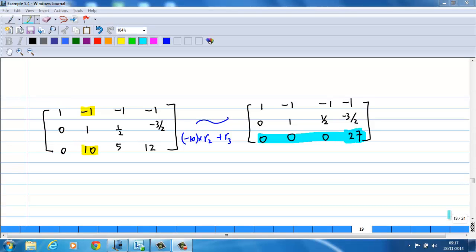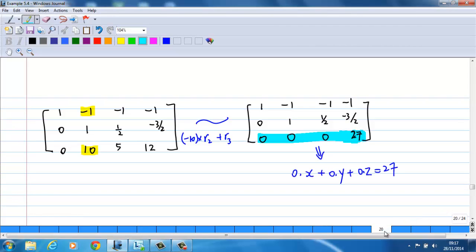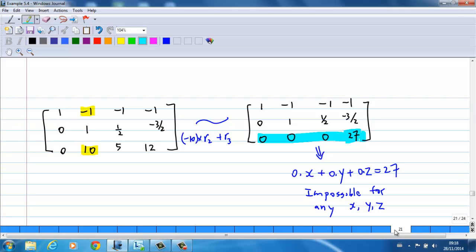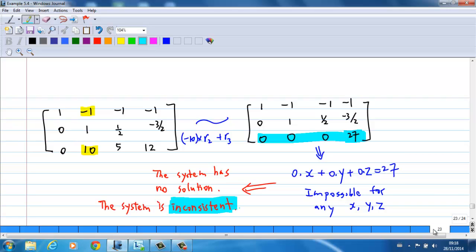Observe that the last row tells us important information. It says that 0 times x plus 0 times y plus 0 times z equals 27. But this is impossible for any values of x, y, and z. Therefore, the system has no solution. In this case, we say that this system is inconsistent.